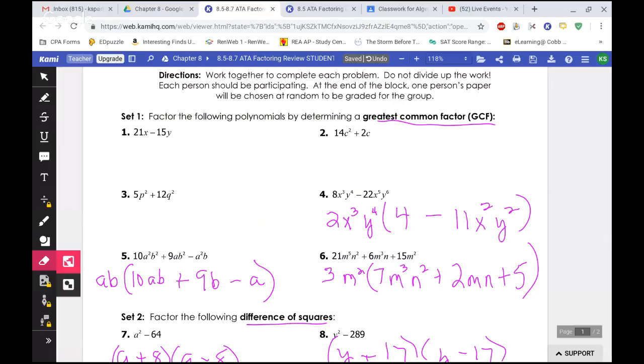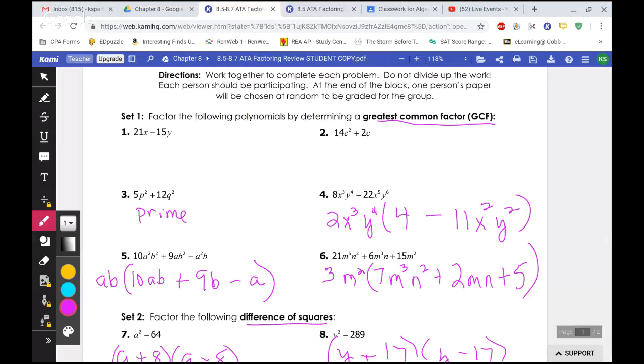There's nothing that will go into both 5 and 12, and they don't have matching letters. So number 3 is prime. Okay, that was the one I was confused on. Nothing will go into both 5 and 12 evenly, and they don't have matching letters. Is it always prime when there's an addition? It's not always prime just because there's an addition sign, but that's really smart that you observed that. Other things make it prime as well.